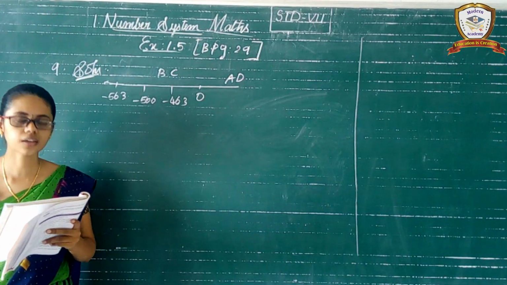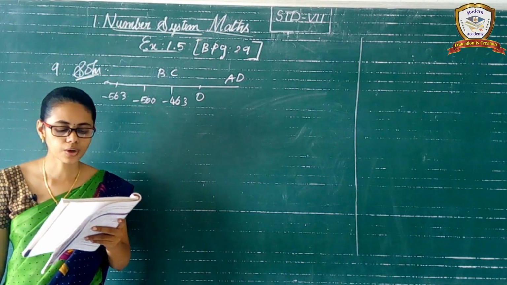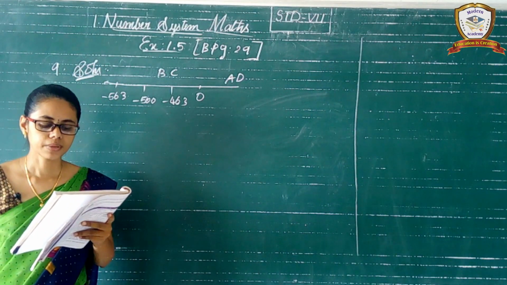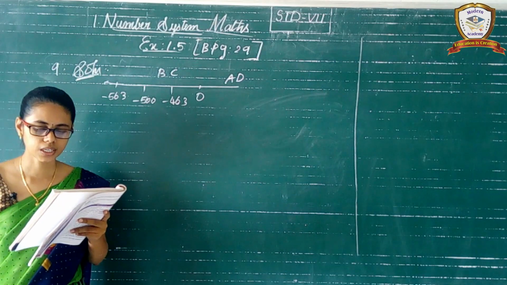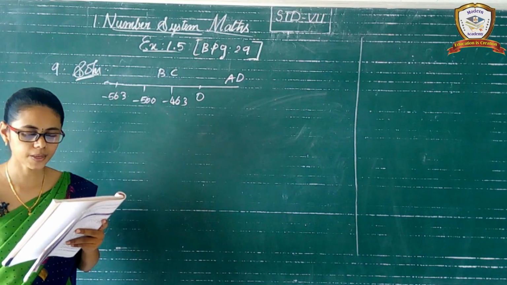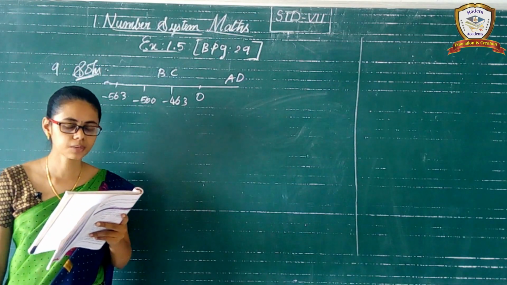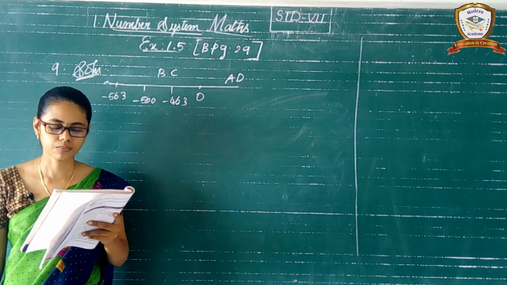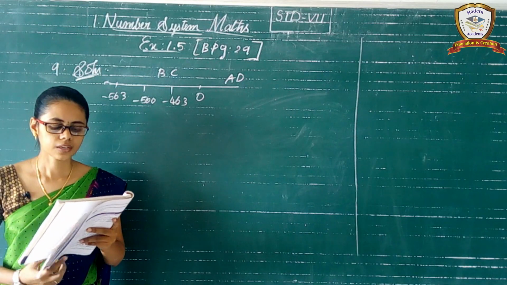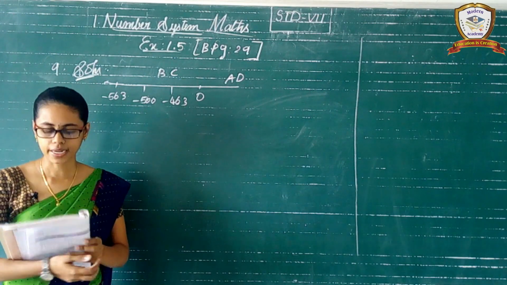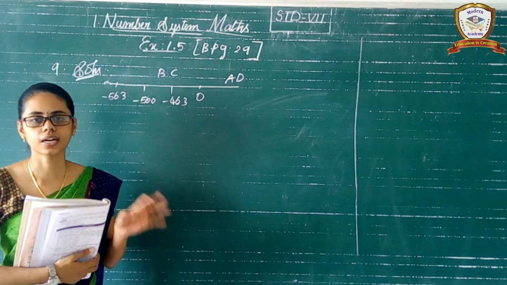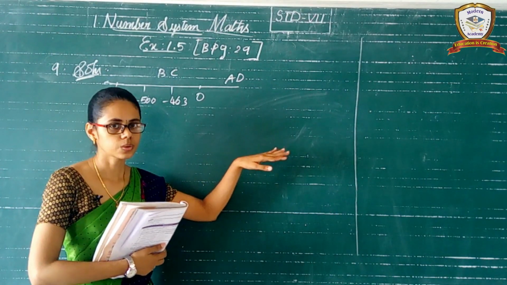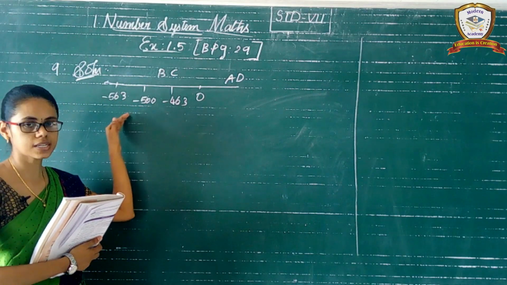Next, see the ninth sum. Buddha was born in 563 BC (BCE) and died in 483 BC (BCE). Was he alive in 500 BC (BCE), and find his lifetime? So what are they asking? See, BC we consider negative, AD we consider positive. So before 0 we consider negative.